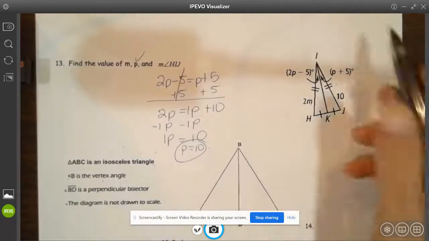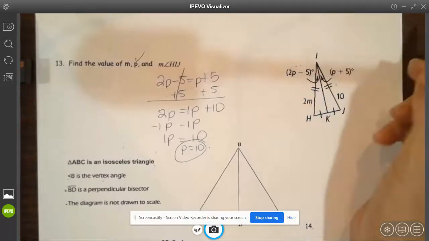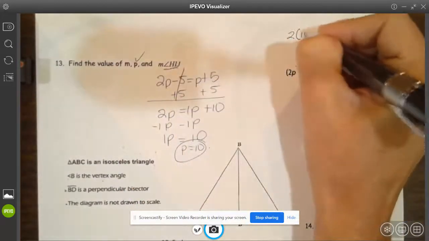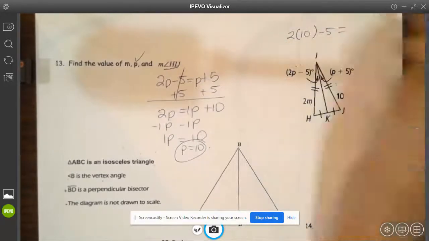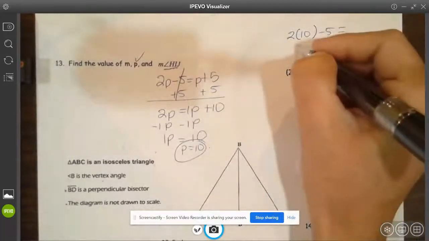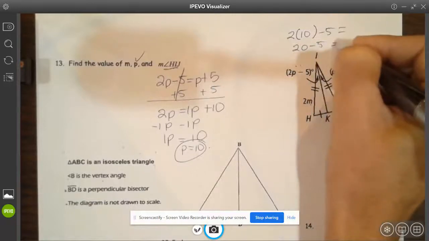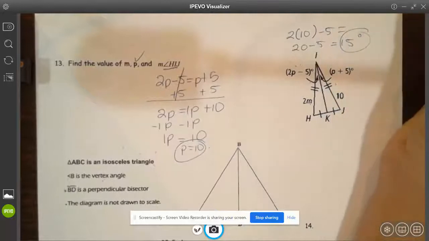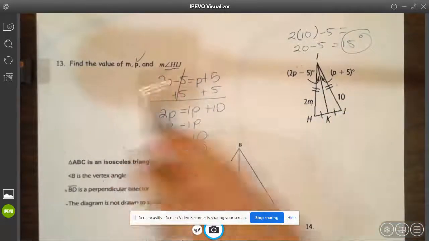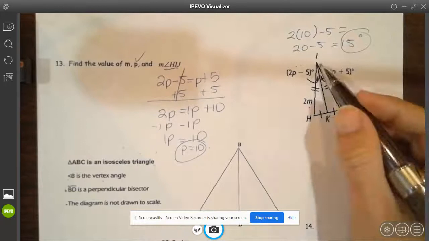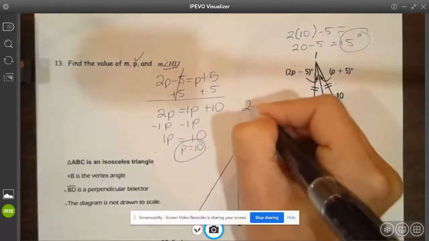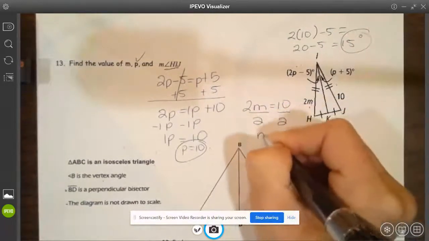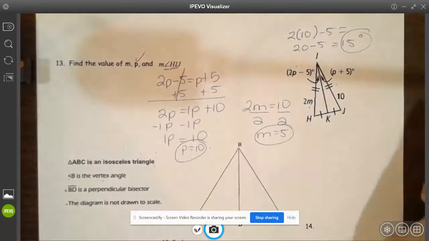Now that p needs to be plugged into one of these to find the angle, because they want you to find that angle here. So that's 2 times 10 minus 5. You only have to find one because the angles are the same. So that's 20 minus 5, that's 15. So that's the angle, okay? And then also they want you to find m. So that side equals that side. So that's 2m equals 10. And then you divide by 2. m equals 5.